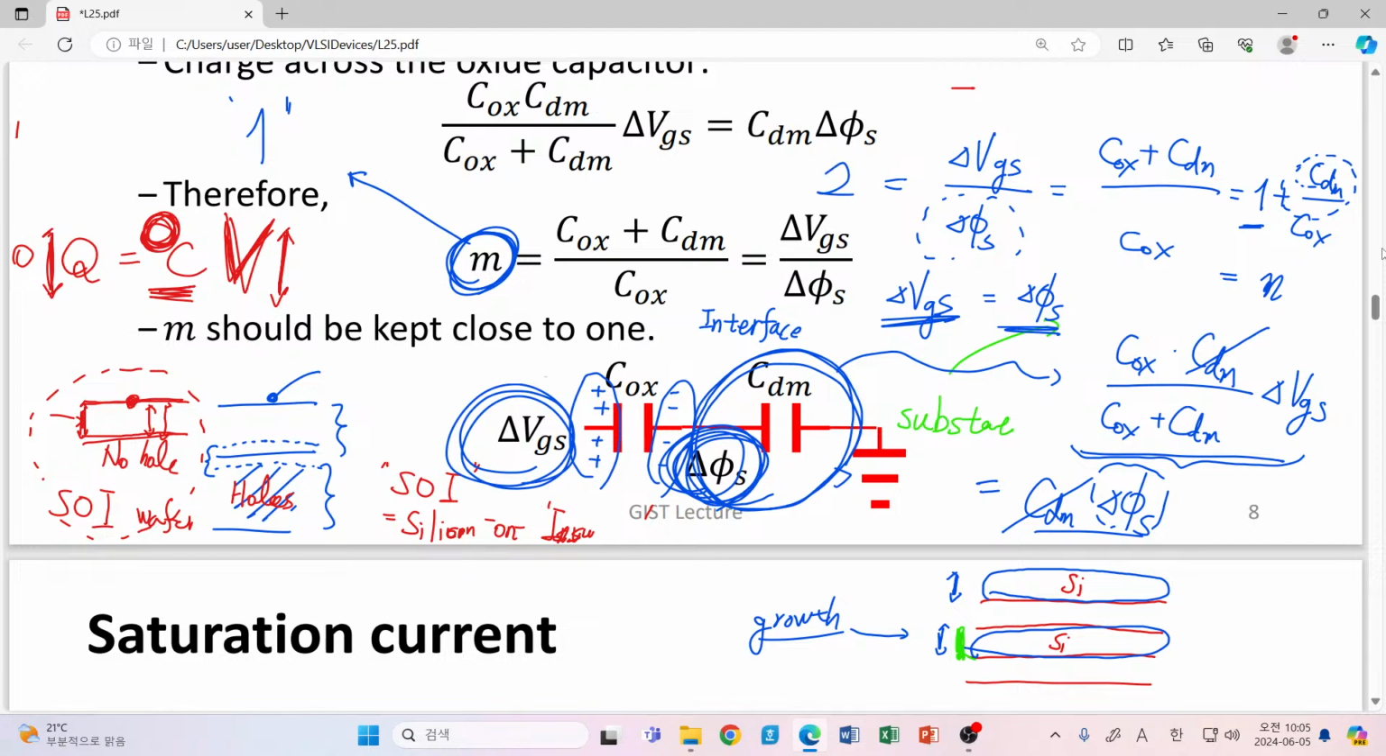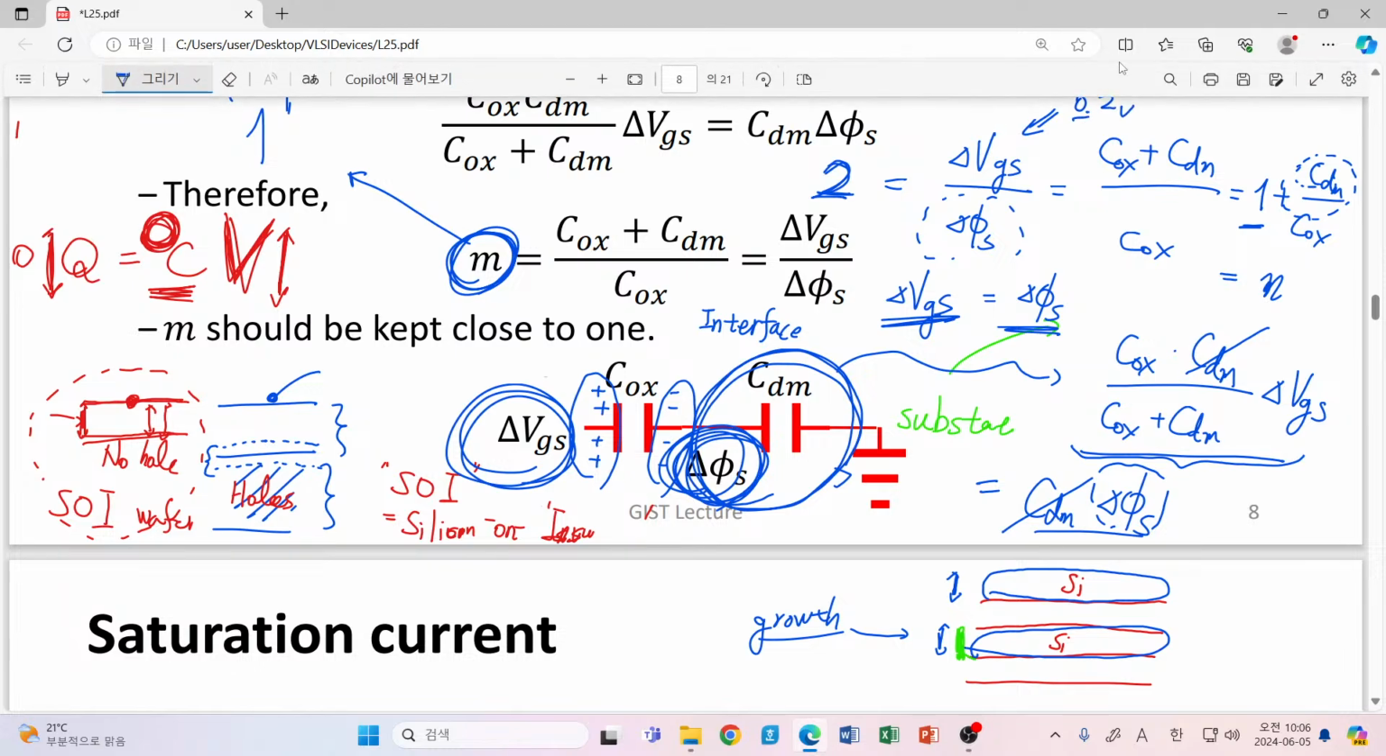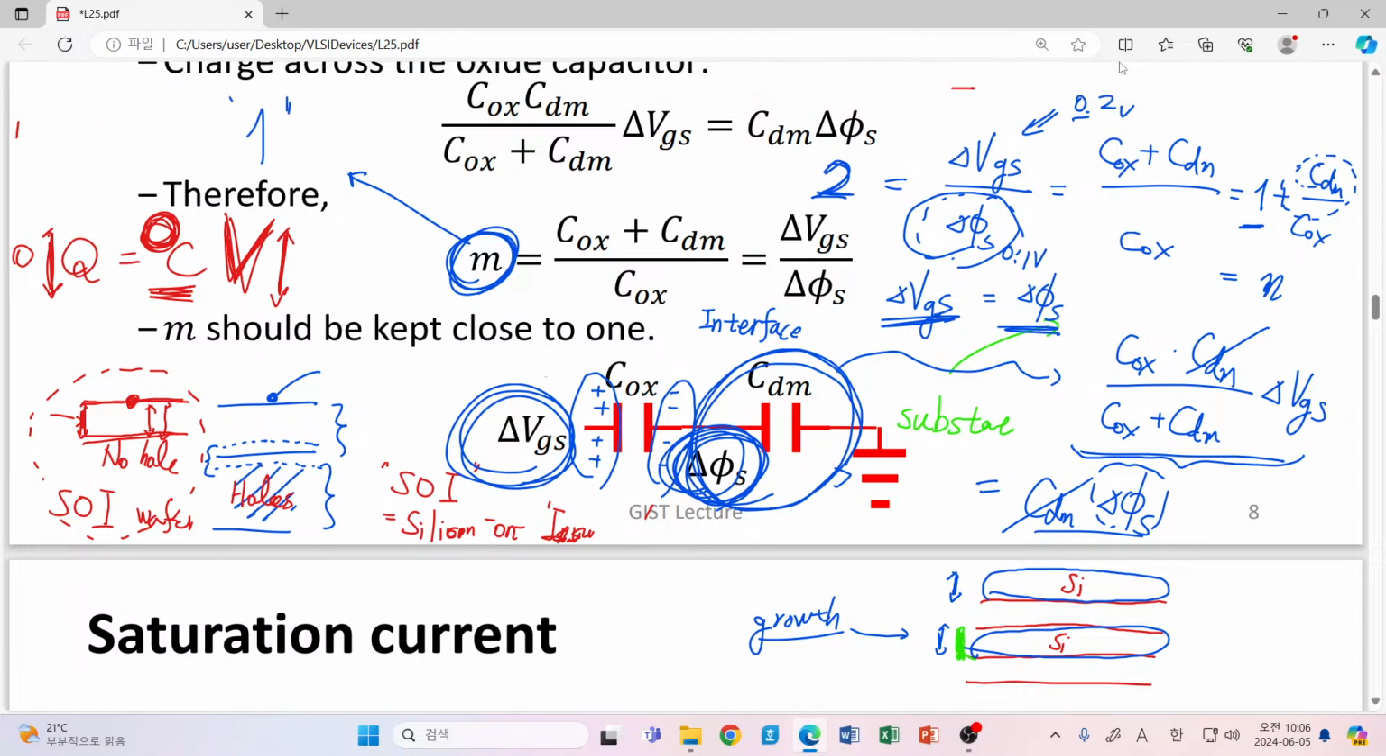to be, let's say that this is a 2, it means that only when you increase 0.2 volt of your gate potential, then your surface potential is increased by 0.1 volt. So it just gives you the control efficiency of your system.